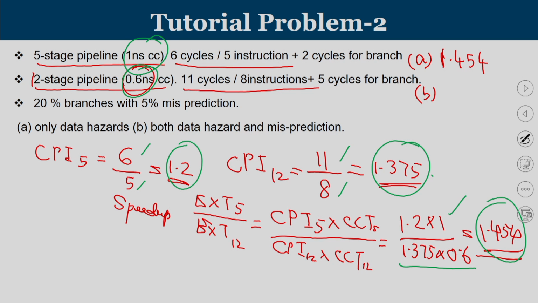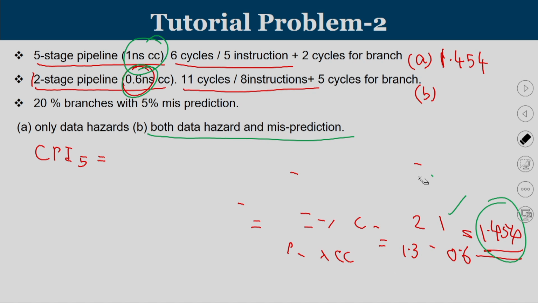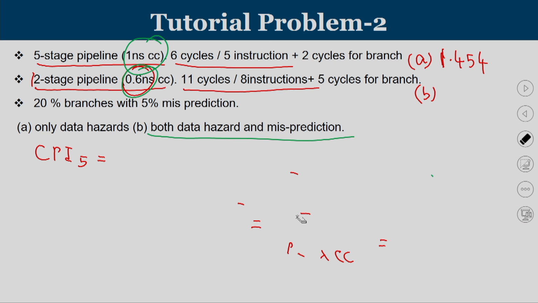Now, let us visit the second portion. Both data hazard and misprediction are taken together. How much is the performance that you are going to get? In the second case, along with the data hazard, we have to add the stalls incurred by the pipeline when there is a branch misprediction, and we have to find how frequently the branch misprediction happens. The branch misprediction happens in 20% of the branches, and 5% of the branches are mispredicted.